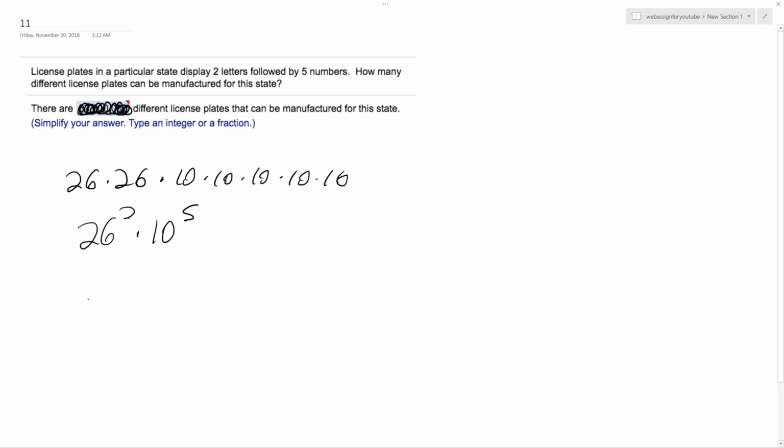And the permutations you get out of this are 67,600,000 options for different license plates. So that should cover enough license plates in most states.